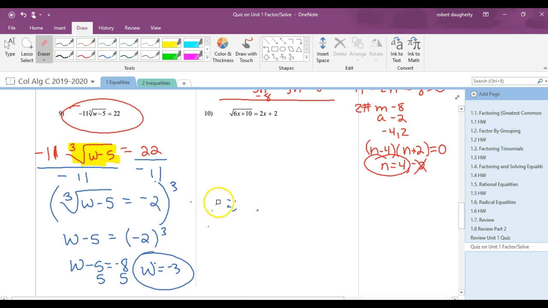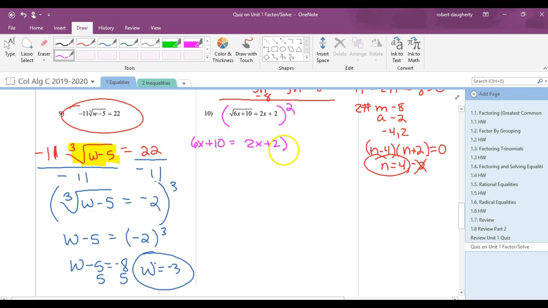Number 10. To solve this one, you have to square both sides. So you get 6x plus 10 on the left equal to 2x plus 2 squared. If you think this is 4x plus 4, you are wrong and you're going to really struggle. That's not how you square that.